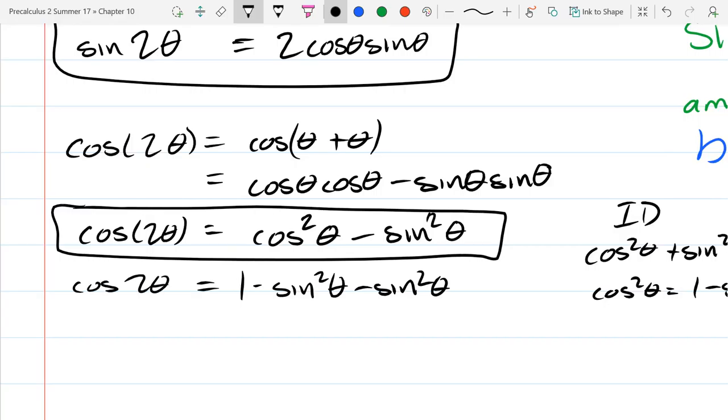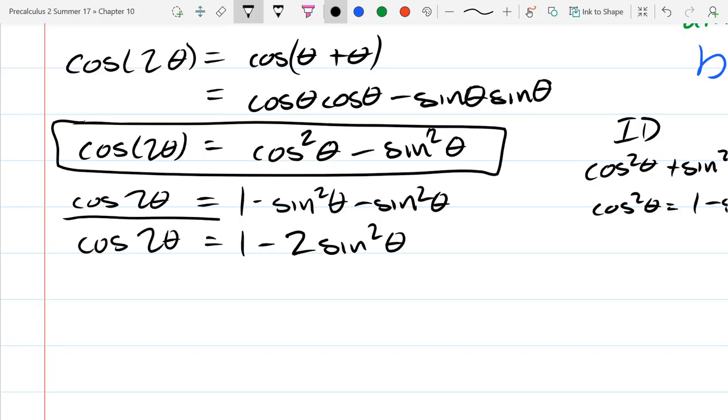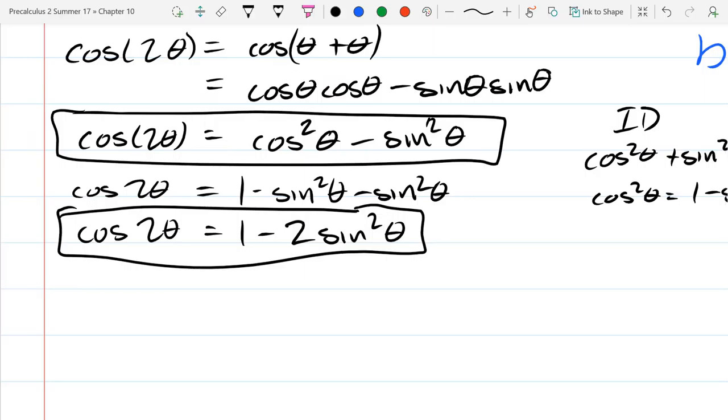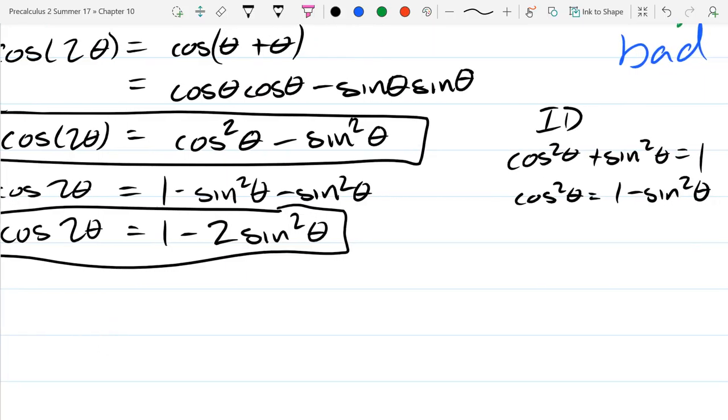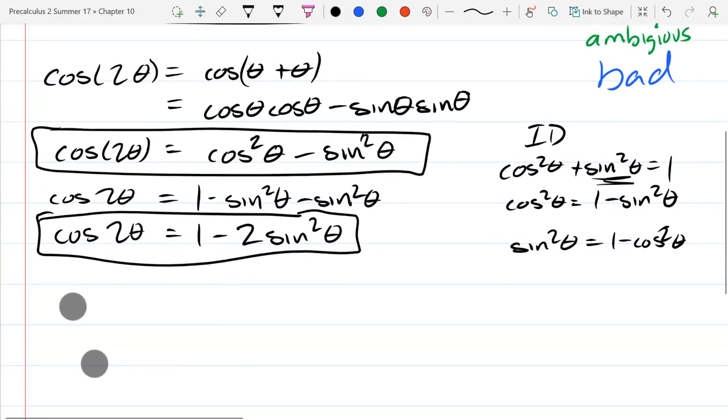And left side's the same. Now we have 1 minus 2 sine squared theta equals cos 2 theta. All right, our next identity is right here. And our last identity, we're going to solve for sine squared here instead. So sine squared is 1 minus cos squared theta. That 2 looks like it's getting a little lazy, but I know which one I mean right there.